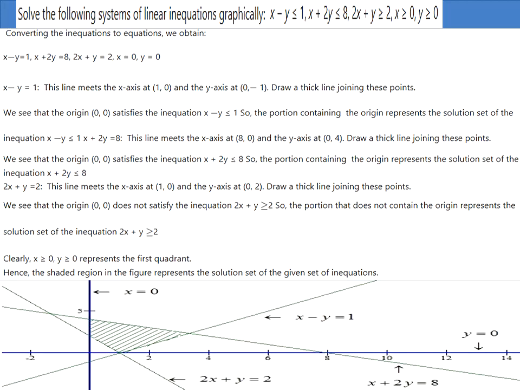And the third one, if I put 0 0, 2x plus y is greater or equal to 2, so 0 is greater or equal to 2, but this condition is false, so we cannot include the origin. So you need to move on the upper half plane. We cannot consider the lower half plane. Now if I consider the intersection part of these three regions, we get a region already indicated in the figure, that shaded region. So this shaded region actually represents the solution set of the given inequalities.